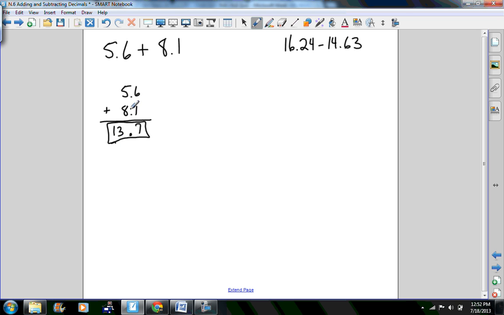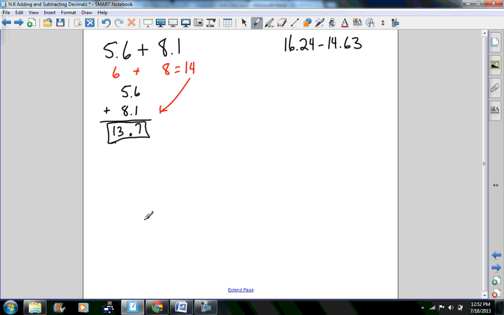Okay, and another important thing is that we can also estimate these to tell us if our answer is realistic. And the way we estimate them is we're going to round each of these to a whole number. So this one's going to round to 6, this one's going to round to 8, and 6 plus 8 is 14, and so our answer should be close to 14, and it is. So we know we're right, or at least really close to being right.